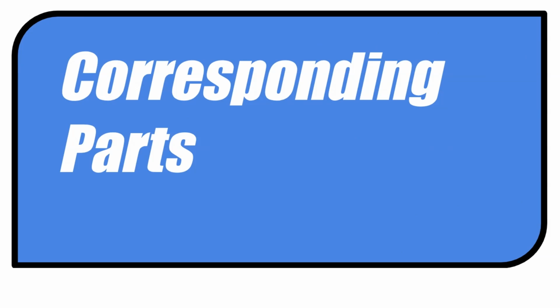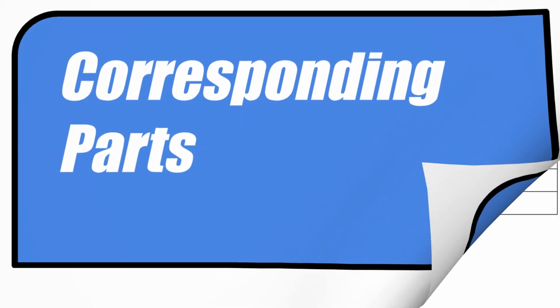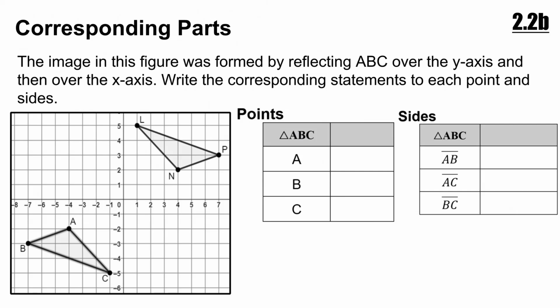The next lesson is about corresponding parts. Corresponding parts are parts of two figures that are in the same location. In this problem, triangle ABC was reflected over the y-axis and then over the x-axis. Start by reflecting each point and drawing the second triangle. Using the second triangle, it may be easy to see that point A corresponds to N, point B corresponds to P, and point C corresponds to point L, making this triangle NPL. When naming a triangle, make sure the letters are written in the way they correspond.